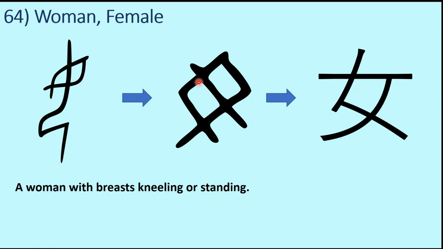Here if you compare this one, this portion is this, and this portion is this. The middle line, that is the bifurcation between the 2 breasts, has been removed in the modern character, and this portion is this, and this portion is this. So this is how the kanji for woman or female has been arrived at.